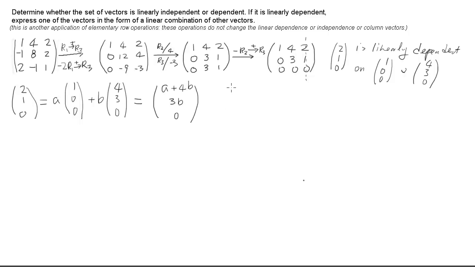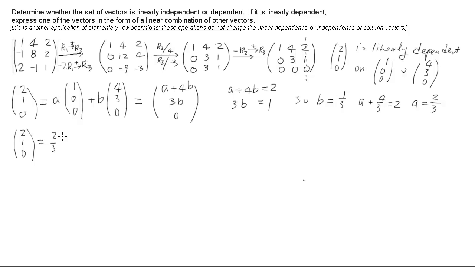What we have over here is that a plus 4b must be equal to 2, and 3b must be equal to 1. Okay, so we have b is equal to 1/3, and a plus 4/3 must be equal to 2, so a must be equal to 2/3. Okay. So what it means is that now we have the following. We can see that 2, 1, 0, this vector, is equal to 2/3 times 1, 0, 0 plus b, which is 1/3, times 4, 3, and 0. We can briefly check, and this is true over here.